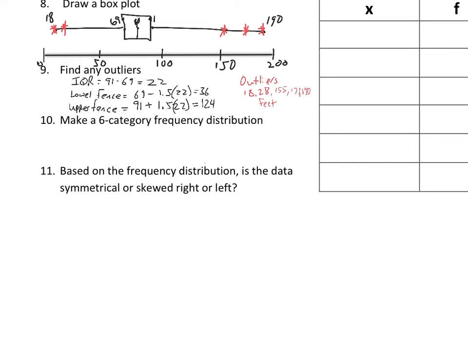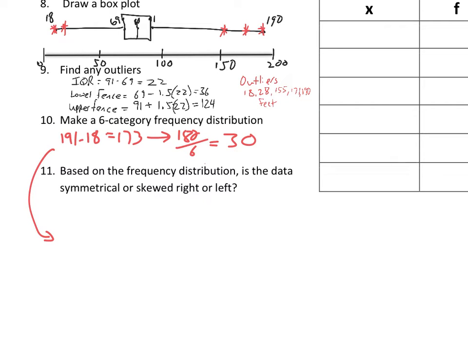All right, so we need to make a frequency diagram with 6 categories. We find our range, 191 minus 18, and that gives us 173. Now we need a multiple of 6 that's close to that. I'm going to keep things simple. How about 180 divided by 6, which gives us 30. So that makes each category have a width of 30.